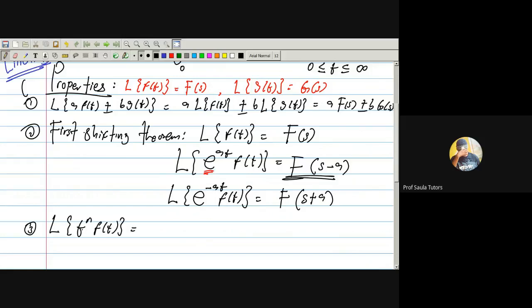Now, t to some power is multiplied with that function. What do we have? Pay attention. You say minus 1 to the power of n, where n is the power of t you're having. Then you find the nth derivative with respect to s of the Laplace transform f of s.